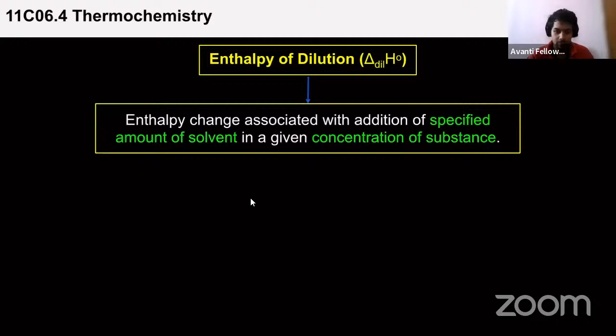Enthalpy change associated with addition of a specified amount of solvent to a given concentration of substance. What does that mean? He's saying how much enthalpy is released whenever you add, let's say, 500 ml of solvent and whenever you add 1000 ml of solvent. What is the change you are going to observe? As I said, as the interactions increase between the solvent and the ions of the solute, enthalpy will also increase. The energy released due to the formation of new bonds will increase.